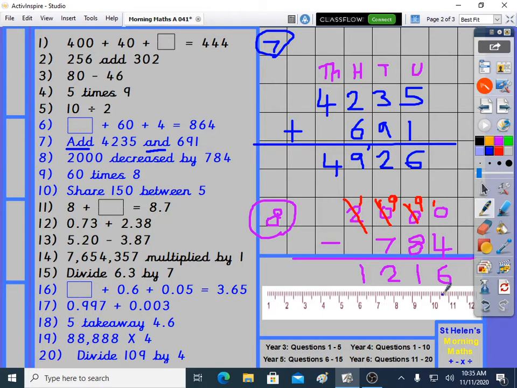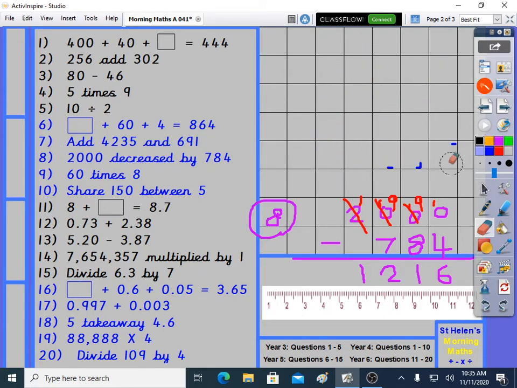Number bonds check. 84 and 16 make 100. 784 and 216 make 1,000 if you're that good at your number bonds. And we go to question 9. Number bonds checks can be very helpful if you're good with your number bonds. Make sure you haven't made mistakes.